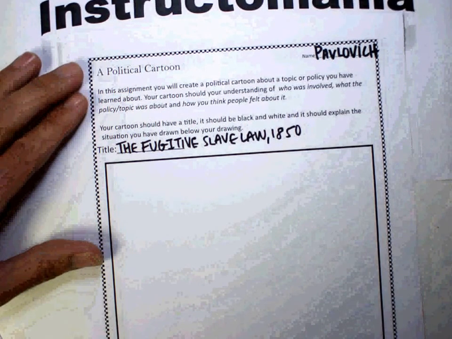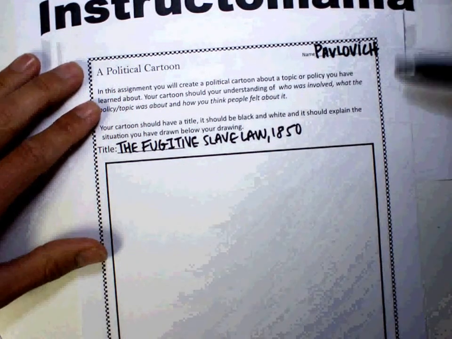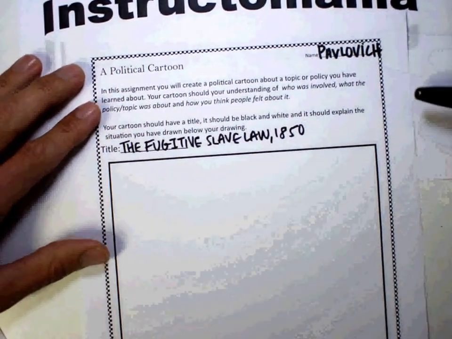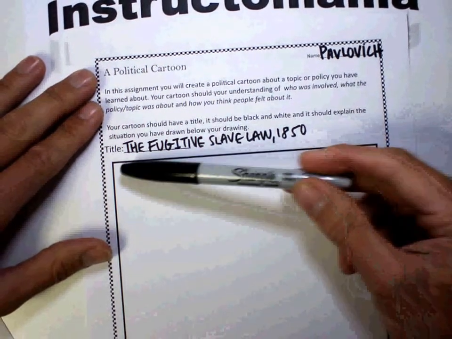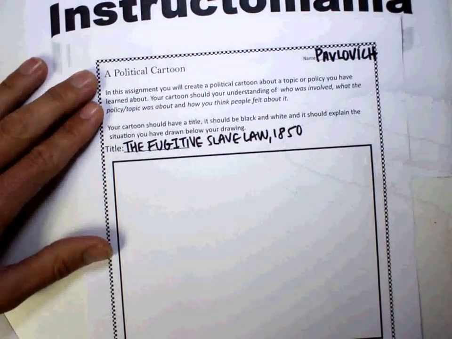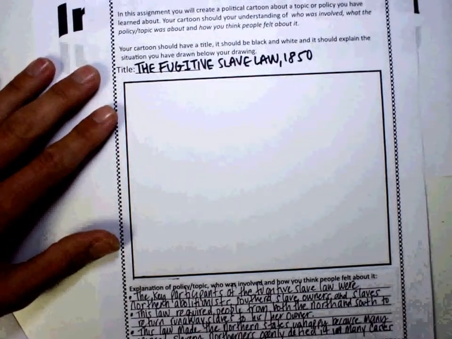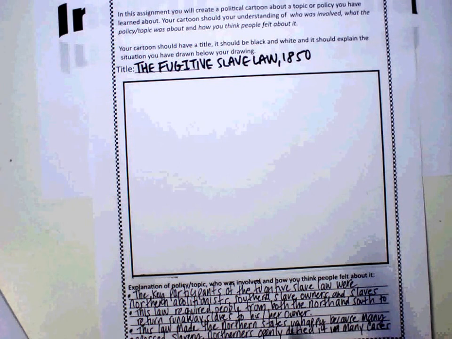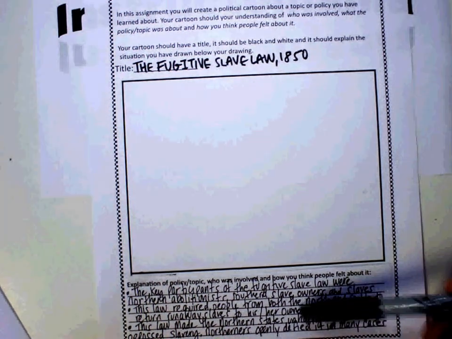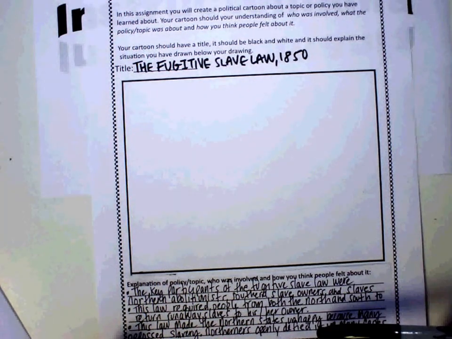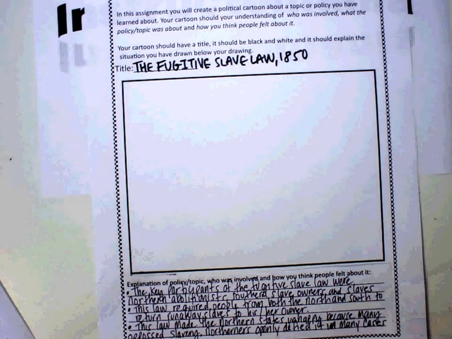So I like to lay out some ideas before I start drawing. So I have on my organizer here, I put my name, Pavlovich. I put the title, which is the Fugitive Slave Law of 1850. And then I wrote some key points. Again, what you want to write is who was involved, what the policy was, and how people felt about it.